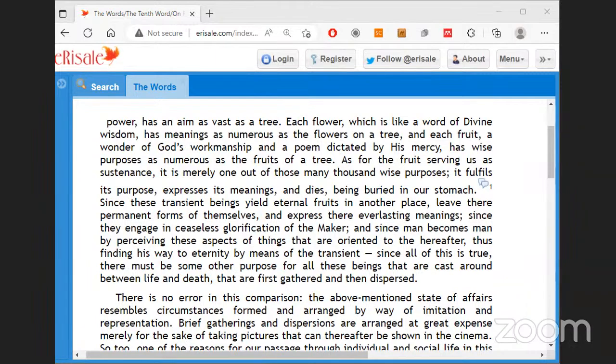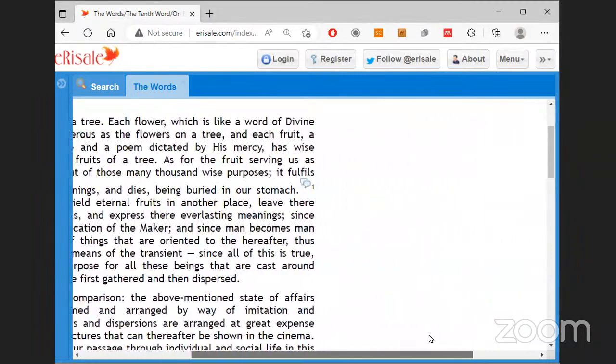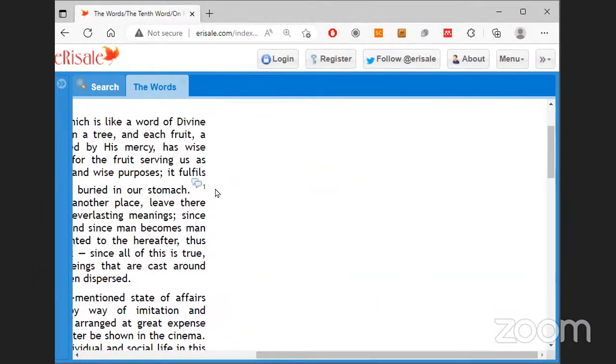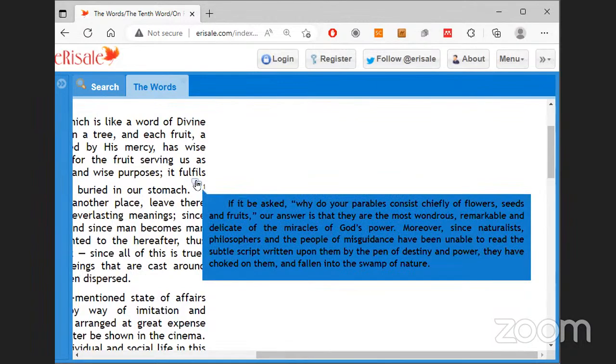A footnote there. If it be asked, why do your parables consist chiefly of flowers, seeds, and fruits? Our answer is that they are the most wondrous, remarkable, and delicate of the miracles of God's power. Moreover, since naturalists, philosophers, and the people of misguidance have been unable to read the subtle script written upon them by the pen of destiny and power, they have choked on them and fallen into the swamp of nature.